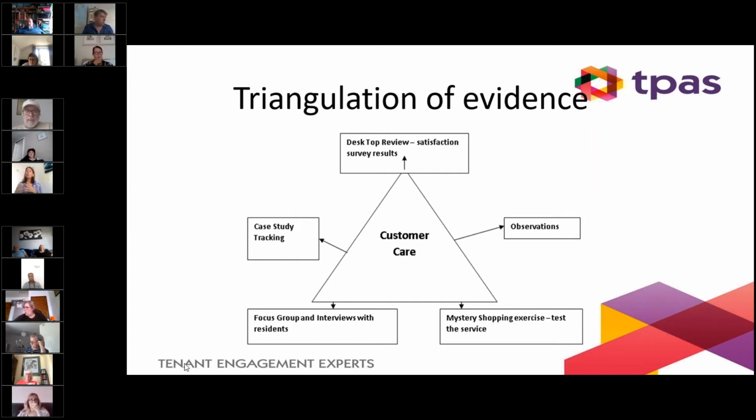It just makes it a lot more significant if you've got more sources of data to back up, or evidence to back up what you're saying. So that's just a little bit about triangulation that I wanted to mention, because I think it's an interesting part of scrutiny and something that again just adds that little bit more to it if you can do that.